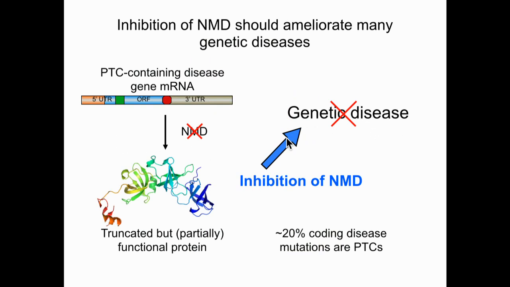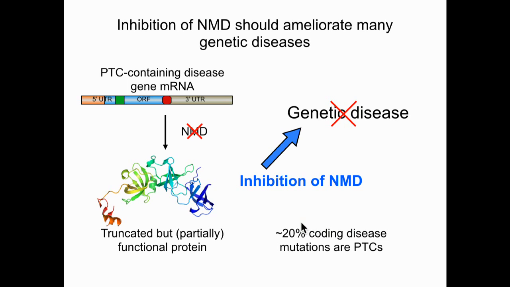And what I mean by that is it's actually not uncommon for a premature termination codon, particularly if it's late in a protein, to lead to a protein which is truncated but is either partially or even completely functional. But the NMD machinery still recognizes this as an abnormal RNA and degrades it, essentially leading to a complete loss of function. So because of this, it's thought that if you could inhibit NMD, you could express this truncated protein, and thus you could ameliorate genetic diseases.